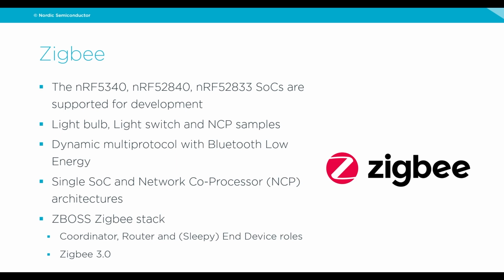On the Zigbee side, you have support for development for the nRF5340, 52840, and 52833 SoCs. We have samples which include light bulb, light switch, and NCP. Again, there is support for dynamic multi-protocol with Bluetooth Low Energy, and there is single SoC and also network coprocessor architectures. And for the ZBOSS Zigbee stack, it supports Zigbee 3.0, and coordinator, router, and sleepy end device roles are supported.